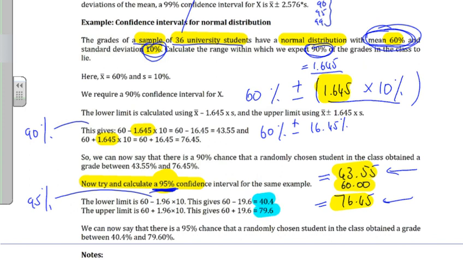40 to 79. What's happened to my range? My range has gotten wider. Why has it gotten wider? It's gotten wider because I want to be more confident. If I want to be more confident that I'm correct, I've got to work within a much wider range.